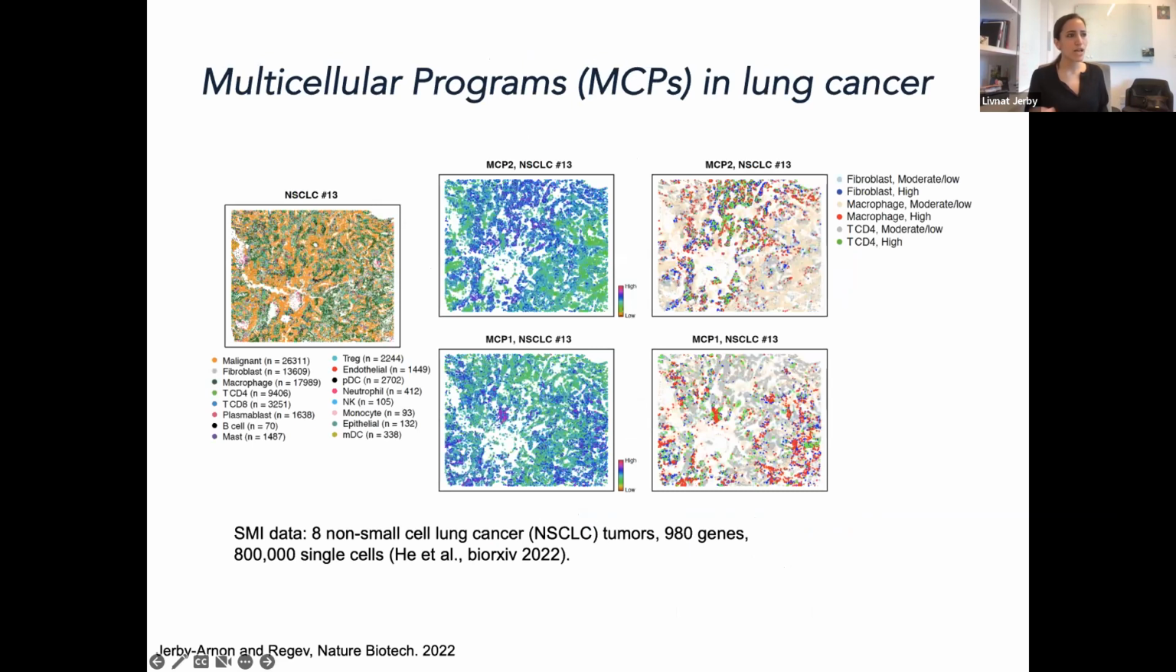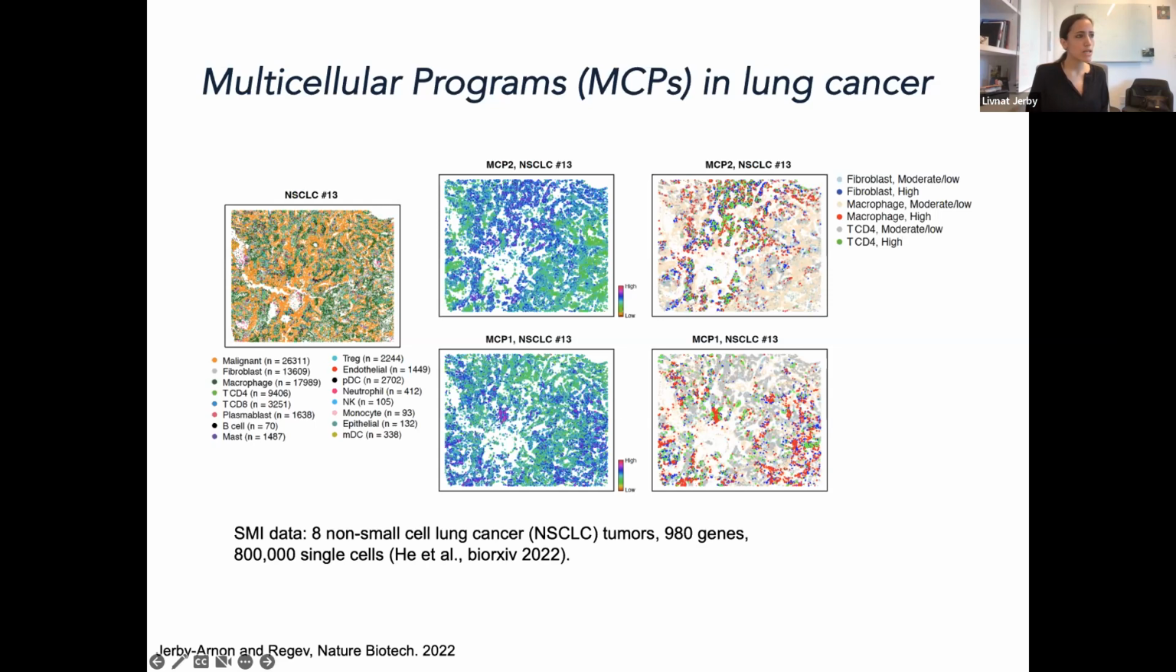So now that we applied DIALOGUE to different data sets, let me tell you a little bit about what we found and how they look. So this is an example from lung cancer. This is spatial data with CosMx, or SMI, that was applied to 8 non-small cell lung cancer tumors, where they measured almost 1,000 genes across 800 single cells in the tissue, in the intact tissue.